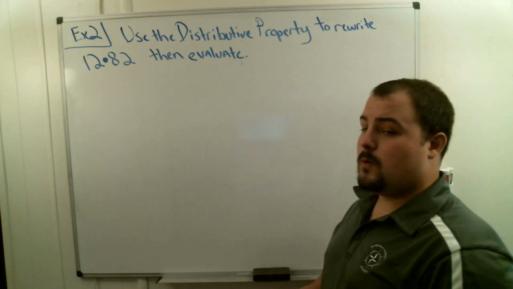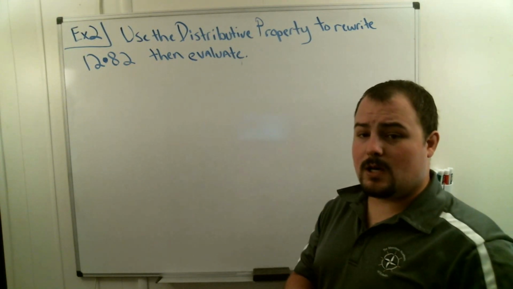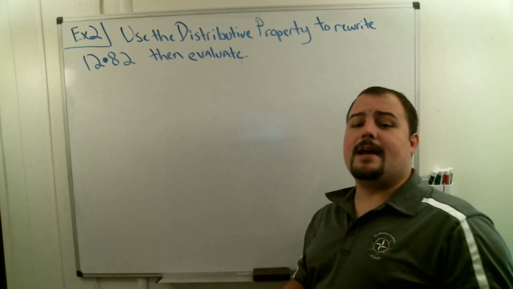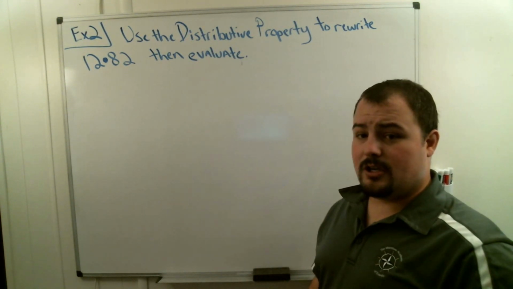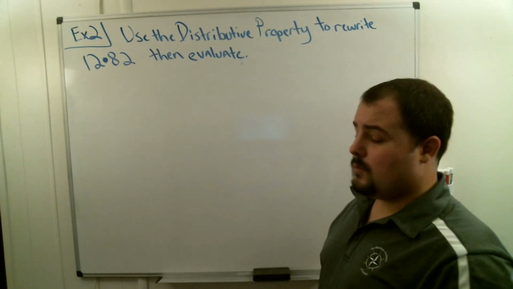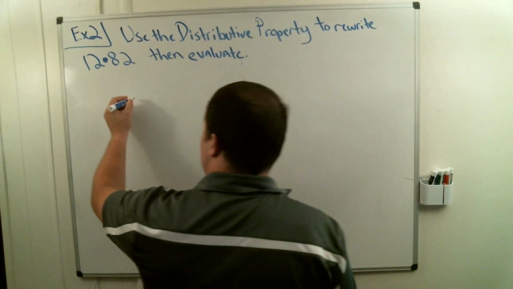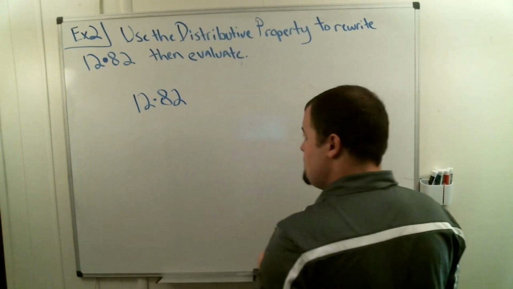Well, I think that 12 times 8 is an easy number to multiply with. Now, you could pick the 12, you can pick the 82, but I think multiplying by 12 isn't too bad, and I think I can multiply it by 8, and I can multiply it by 2, so that's good to go. That's what I'm going to do. So what I would do, if I was doing distribution property, is I'd write my original problem. I have 12 times 82.